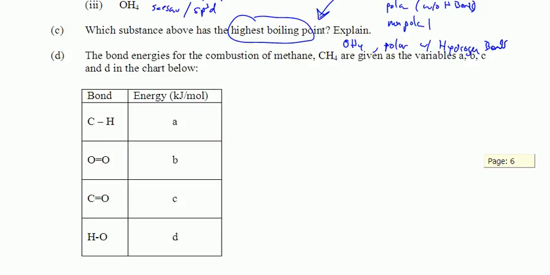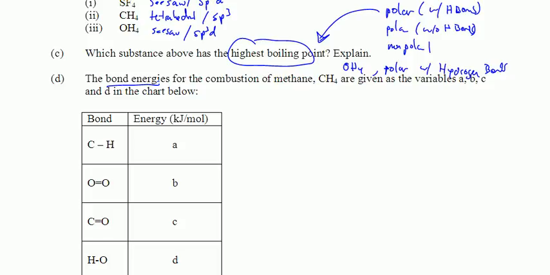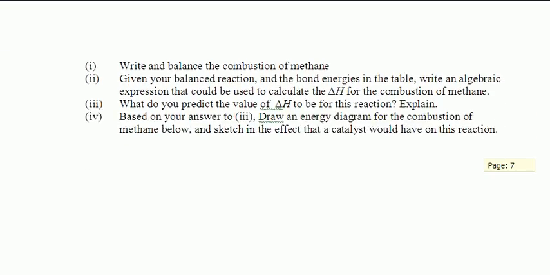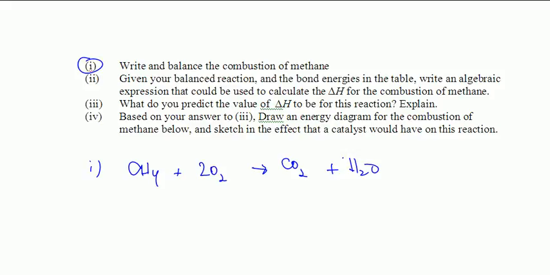Okay. D, they're listing some bond energies here for the combustion of methane. So let's go through and answer these questions. 1, write a balanced equation for the combustion of methane. CH4 plus 2 O2 goes to CO2 plus H2O. We're going to have to put a 2 there.